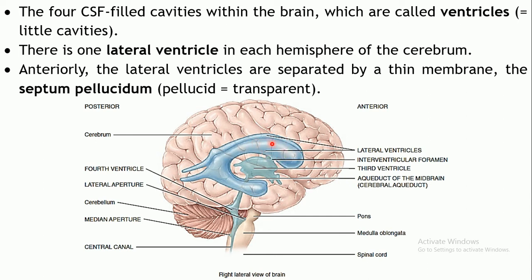Anteriorly, these two ventricles are separated by a thin membrane called the septum pellucidum. It's not visible over here, but we'll talk about it a little later. In the later pictures, it will be visible.